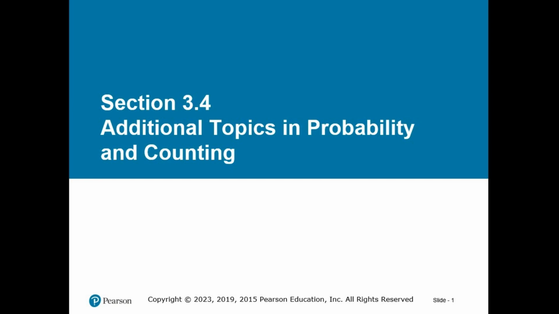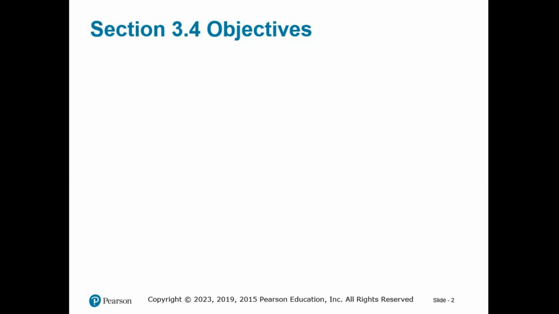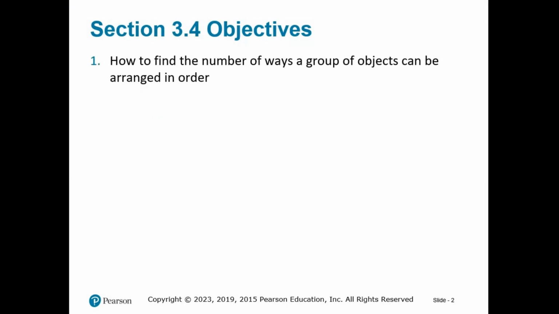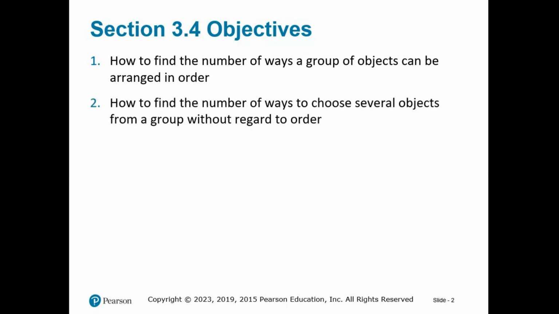Welcome to the video for Chapter 3, Section 4. Today we're going to talk about additional topics in probability and counting. Specifically, we're going to learn how to find the number of ways a group of objects can be arranged in order, find the number of ways to choose several objects from a group without regard to order, and how to use the counting principles to find probabilities.